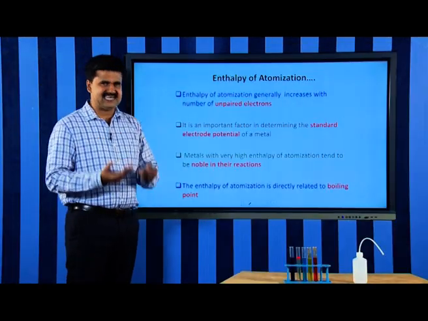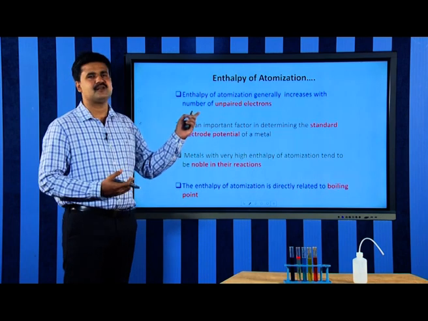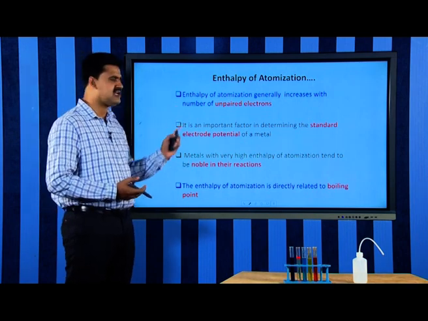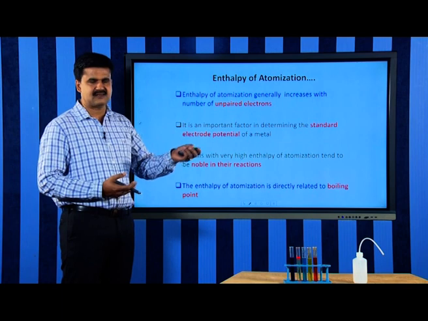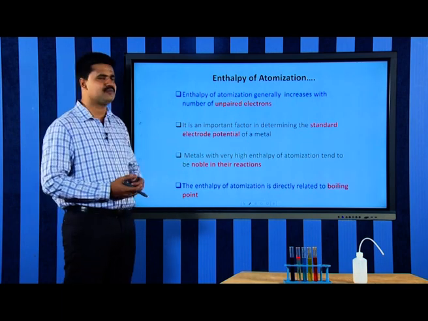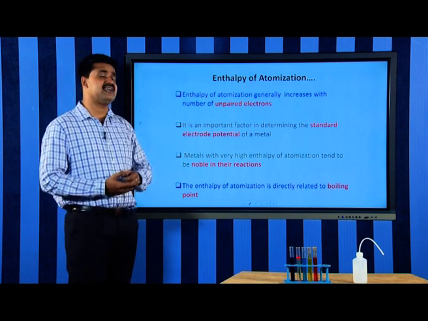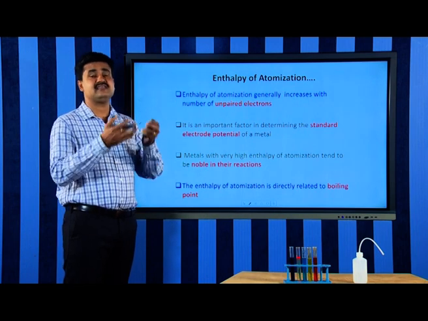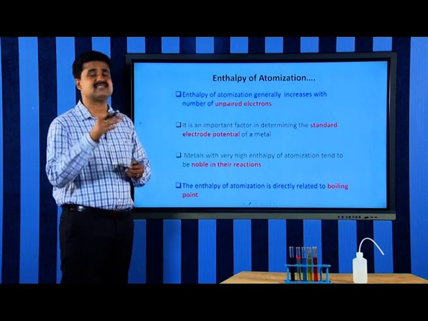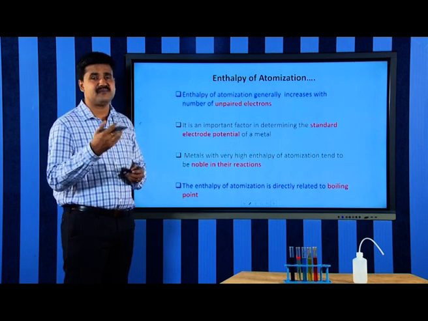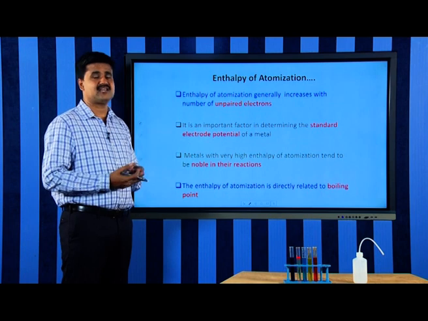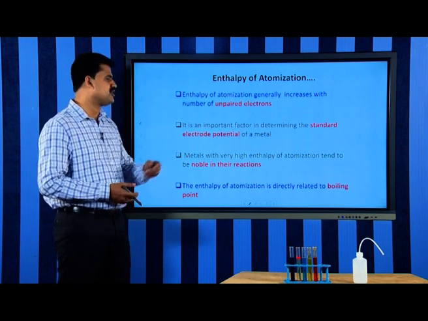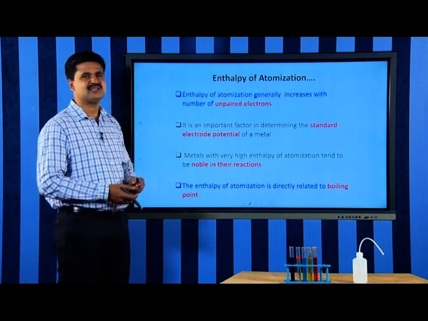In a general way, we can say that enthalpy of atomization increases with increase in number of unpaired electrons. It is an important factor that, as I already mentioned, affects several other features like melting point, boiling point, standard electrode potential, etc. of a metal. Metals with very high enthalpy of atomization tend to be inert. That means from the metallic solid it is too difficult to separate them into atomic level, such that the possibility to undergo chemical reaction will be very low. The metals with very high enthalpy of atomization behave like an inert material. The enthalpy of atomization is directly proportional to the boiling point.